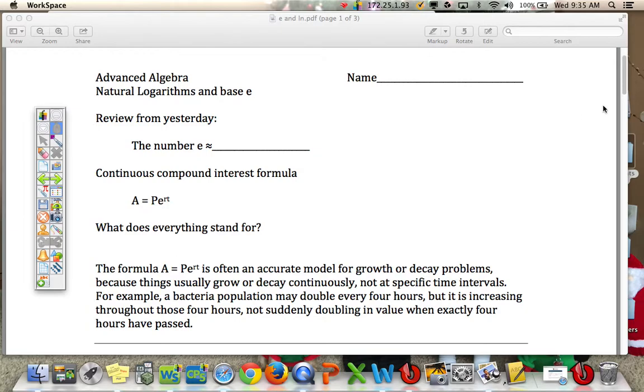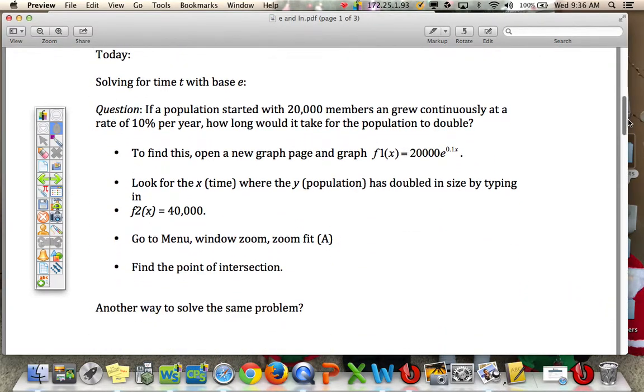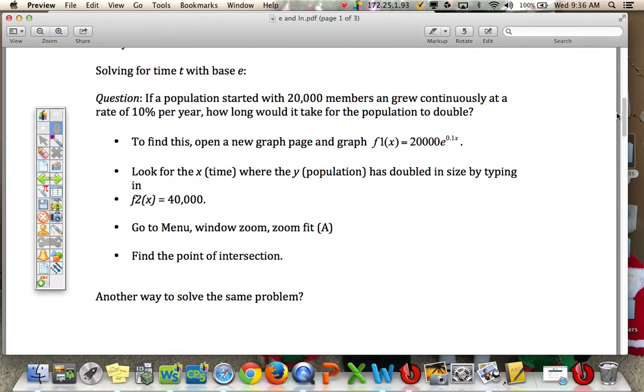So the formula A equals PE to the RT is often an accurate model for growth or decay problems because things usually grow or decay continuously, not at specific time intervals. For example, a bacteria population may double every 4 hours, but is increasing throughout those 4 hours, not suddenly doubling in value when exactly 4 hours have passed. So today we're going to look at how you solve an equation with this E, 2 ways, graphing and using logarithms.